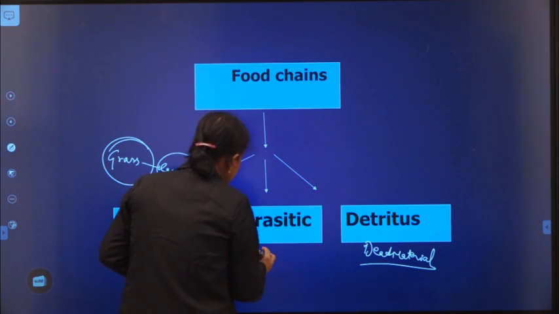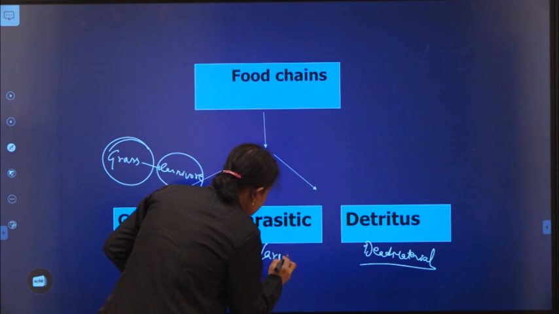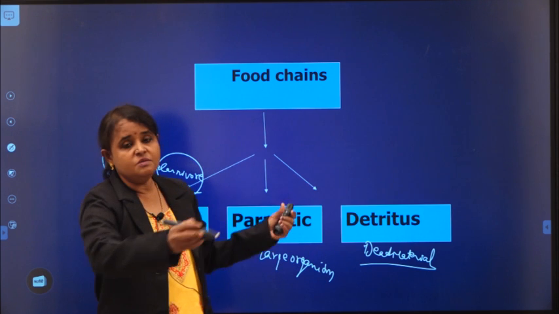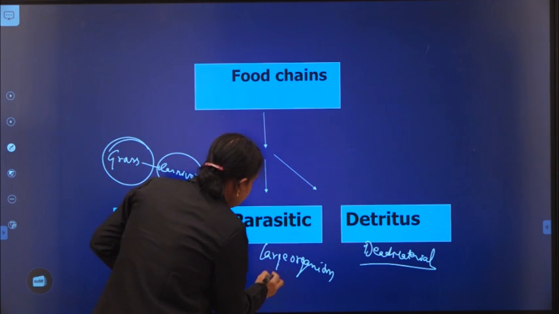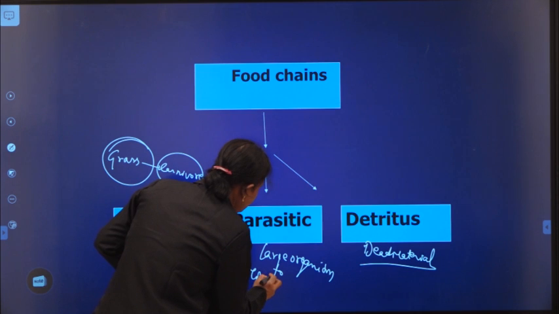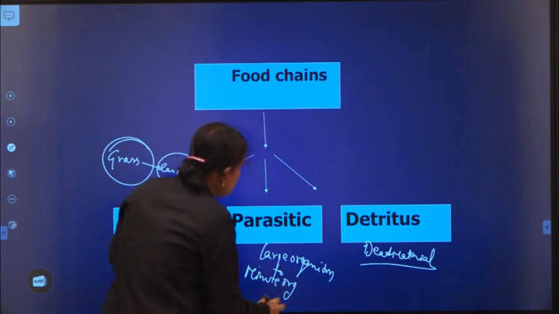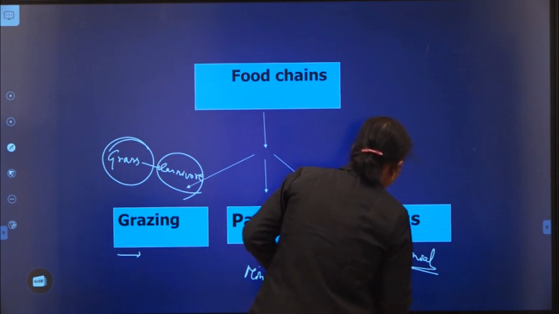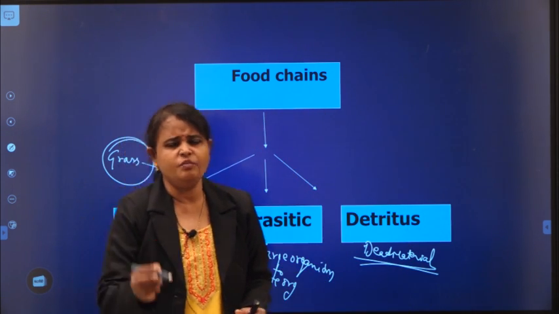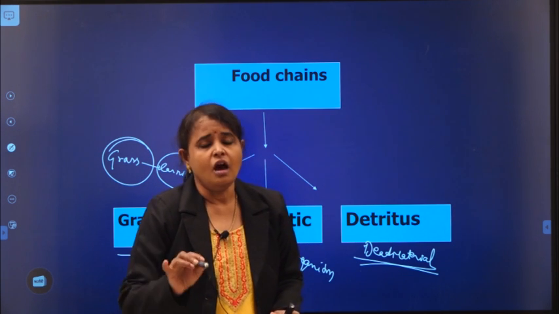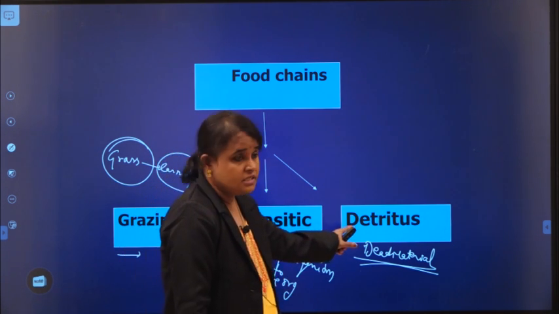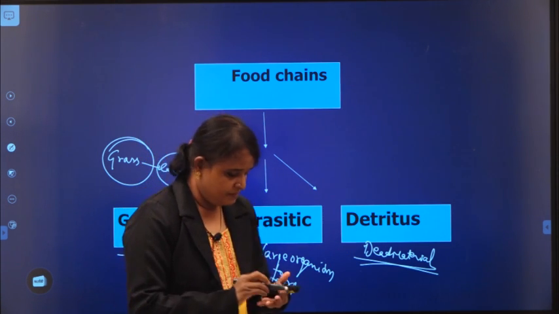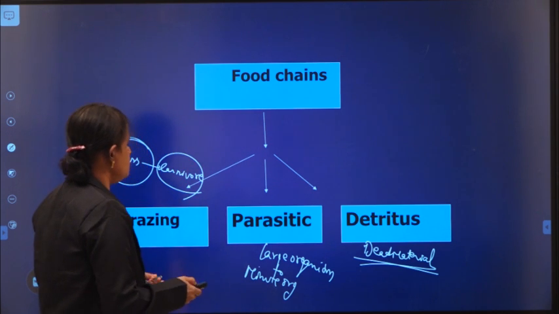Parasitic food chain means the food chain that starts with a very big, large organism and ends with minute, very small organisms. Then it is called a parasitic food chain. If the food chain starts with dead material, maybe leaf material, animal material, bird material or any material, then it is known as a detritus food chain. Detritus means dead material. So now you can see the examples.